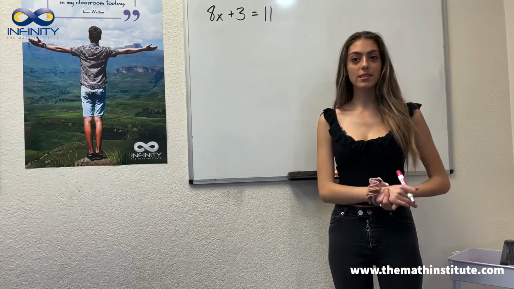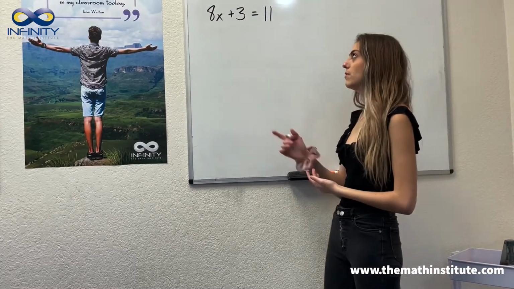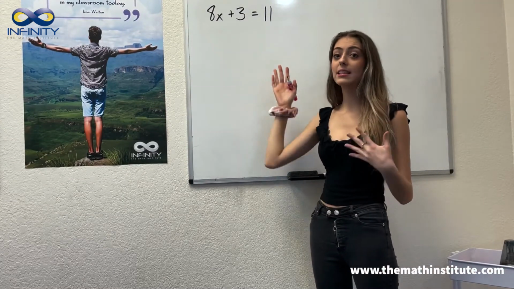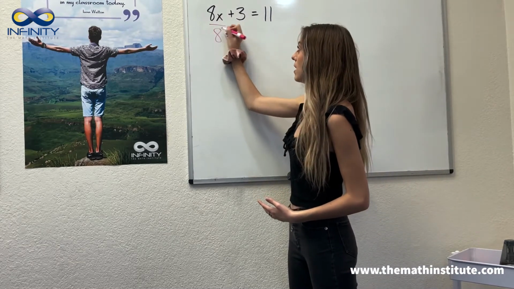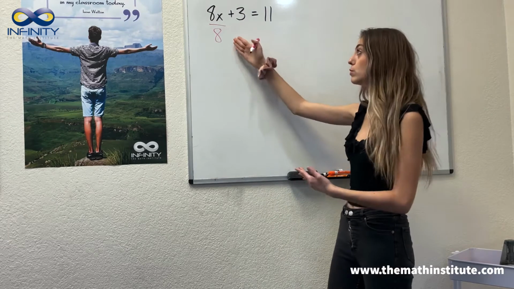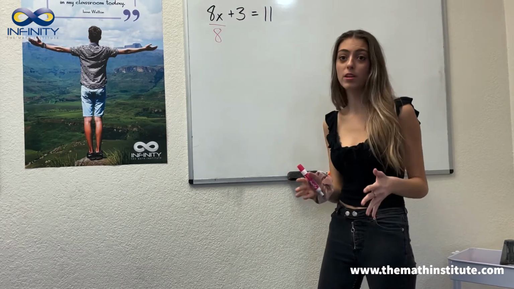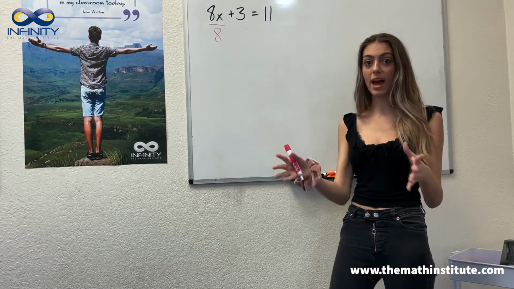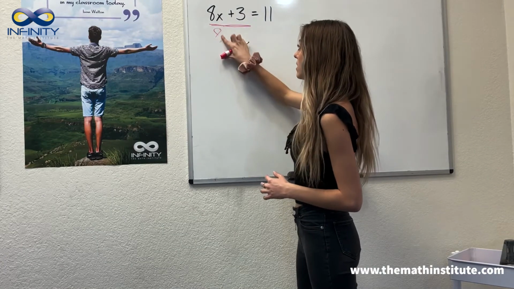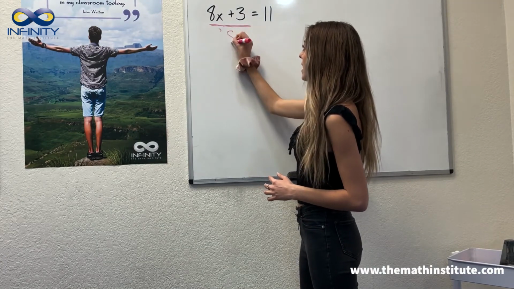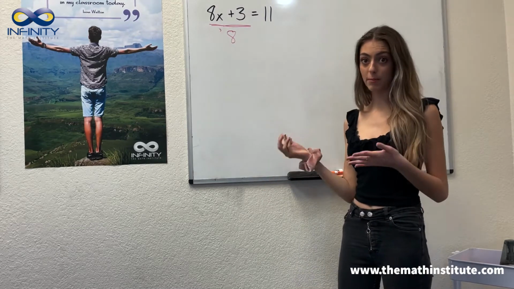So for our next example, many of you may want to divide 8 from both sides, and that works. However, remember you cannot just do 8x divided by 8. You can't do it to a part of the equation, you gotta do it to the whole side of the equation. So you would have to divide this entire thing by 8, and then you would have to do the same thing to the other side.